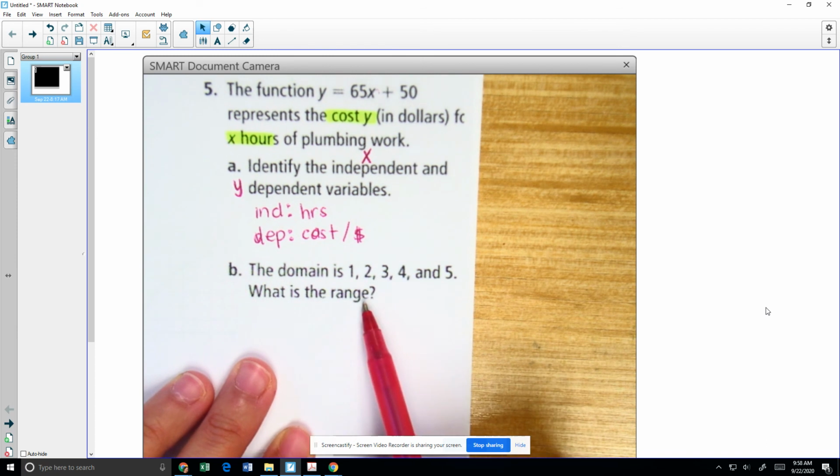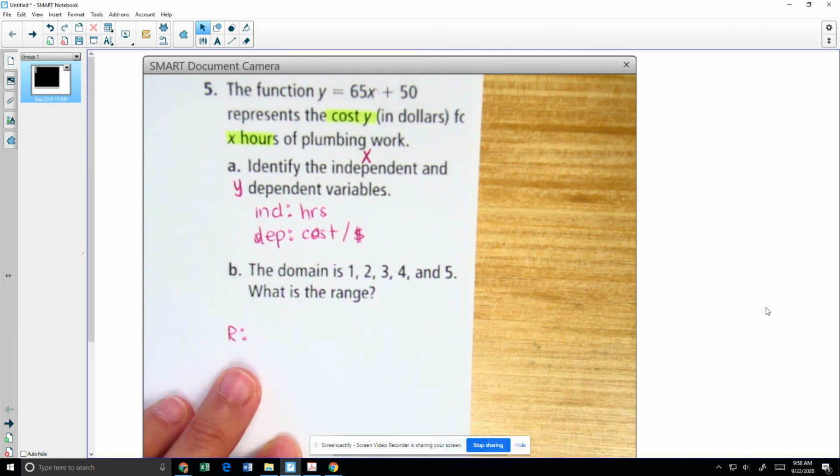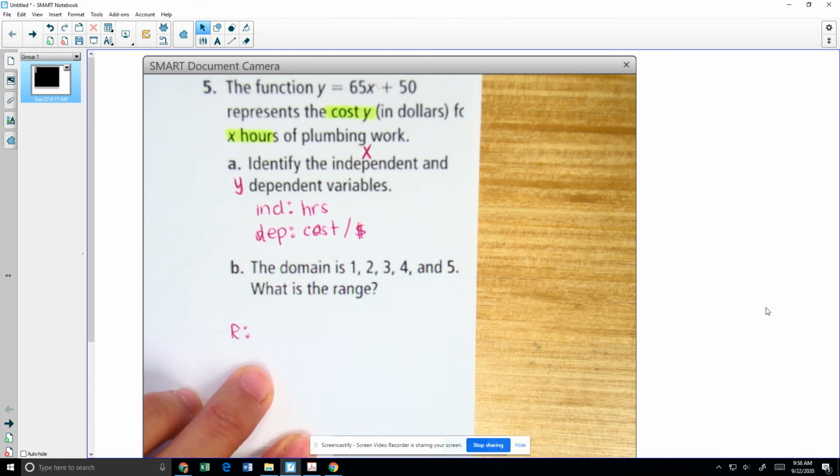What is the range? What do you think I need to do to find the range if they tell me what the domain is? Vaughn? I'm sorry? I don't know.